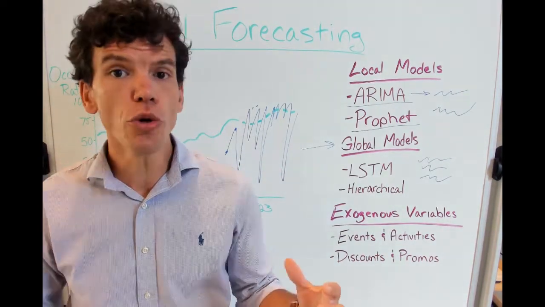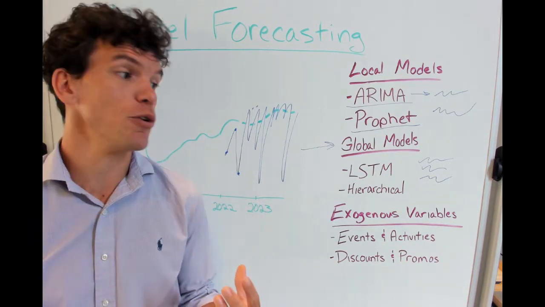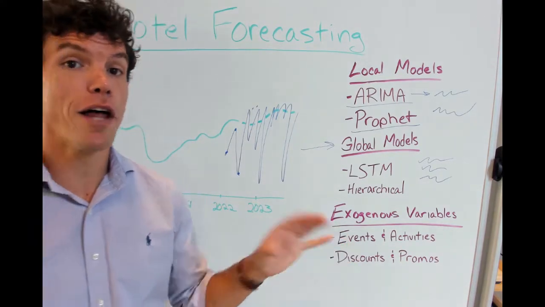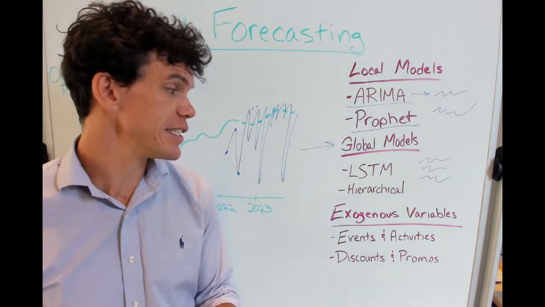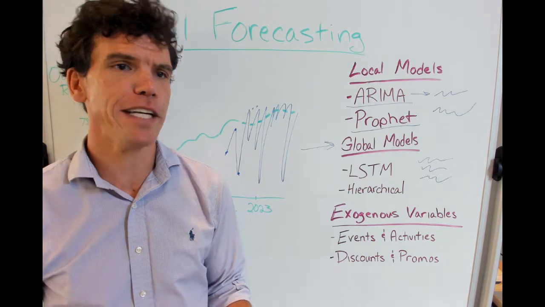These models might be something like an LSTM, which is a type of neural network, or a hierarchical model that will build models at a low level and then aggregate them up for your entire demand. And these models don't just have to rely on historic occupancy at the hotels. You can certainly include other things that really drive your occupancy rates. These we like to call exogenous variables that can feed into the model.